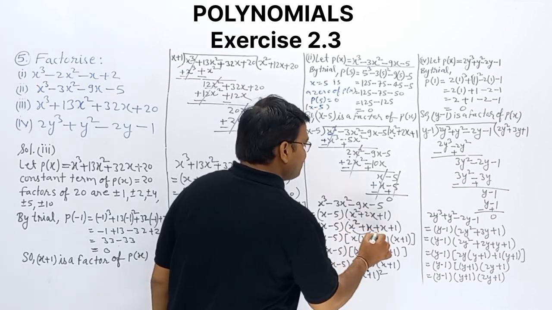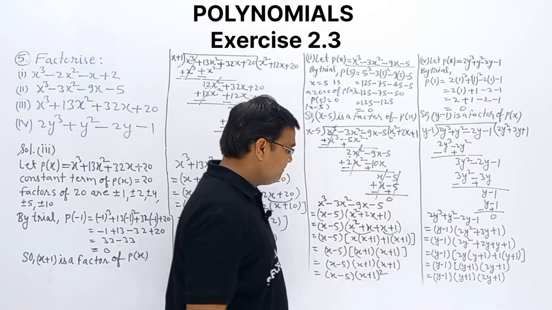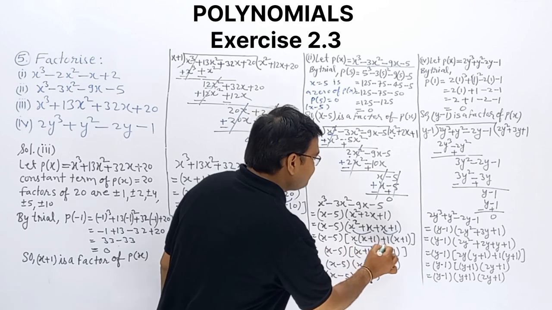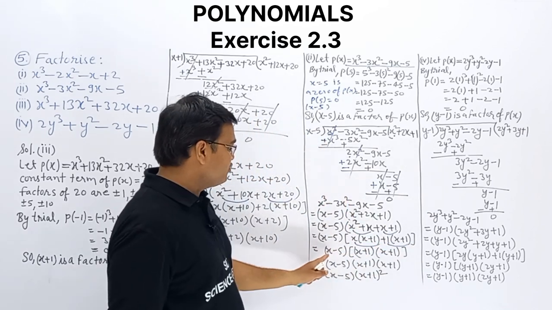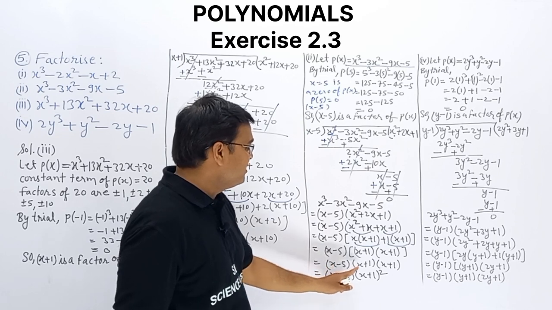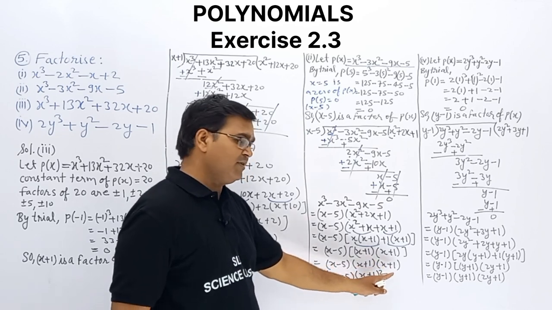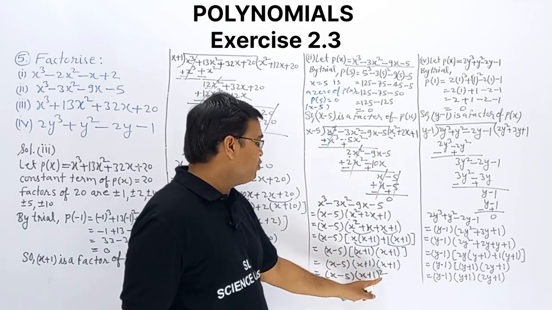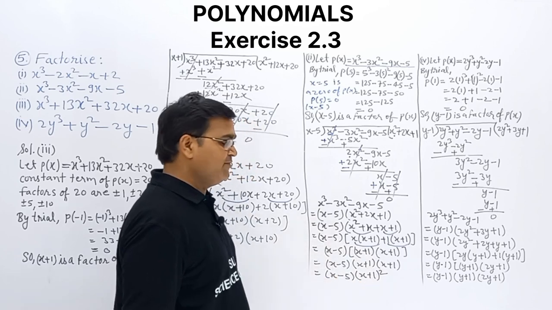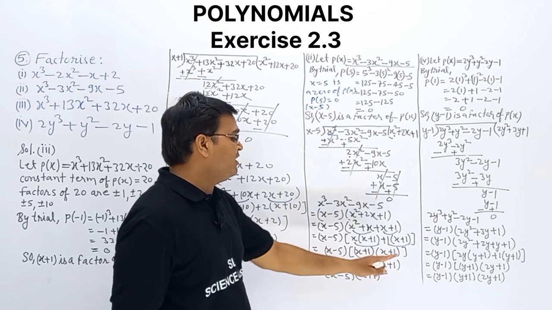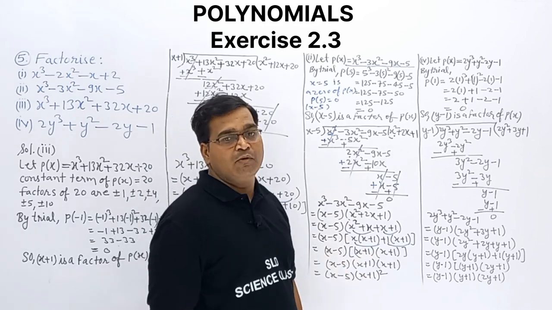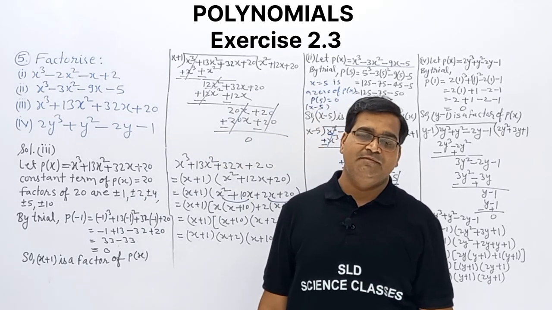Now take common from the first two and the last two terms. We are getting this one. Take the bracket as common, and in the remaining term we have another bracket. So in this way we are getting x minus 5, x plus 1, x plus 1. It means x plus 1 whole square and x minus 5. These are the factors, 3 factors: 1, 2, 3. We have 3 factors for this cubic polynomial.